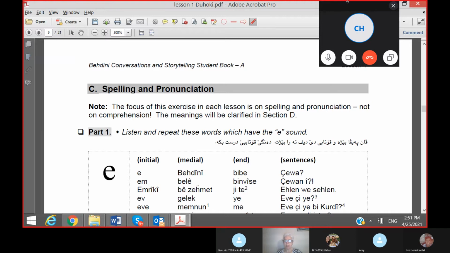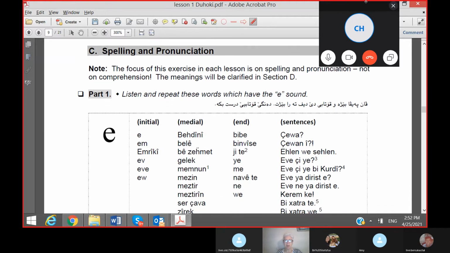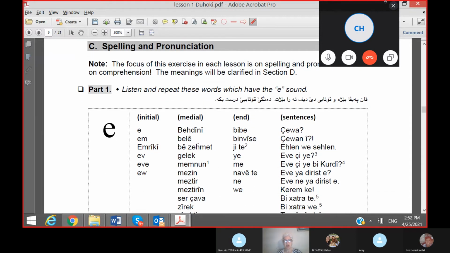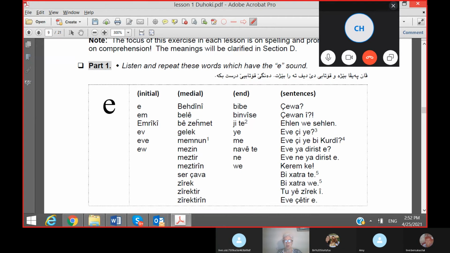On the next page, you have the spelling and pronunciation. And again, you need to work with your audio recordings on this, so I'm not going to go through these at this time. I'm just going to point out a few things to you.